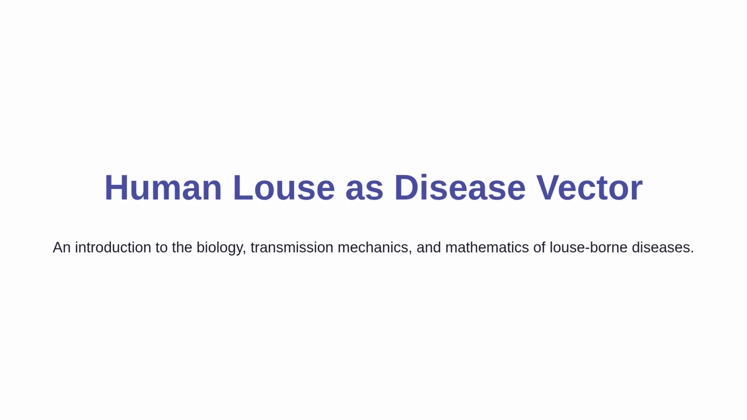Welcome to our study of one of humanity's oldest and most intimate companions. Today, we are going to explore the fascinating, albeit slightly unsettling, world of the human louse. We will uncover how this tiny, wingless insect acts as a biological vector, carrying dangerous microscopic pathogens from person to person. By understanding its biology and the mathematics behind its spread, we can see exactly how massive historical plagues were born. Let us dive in.